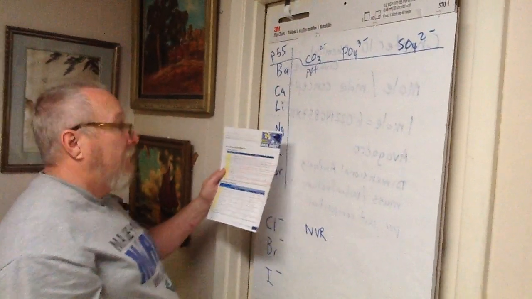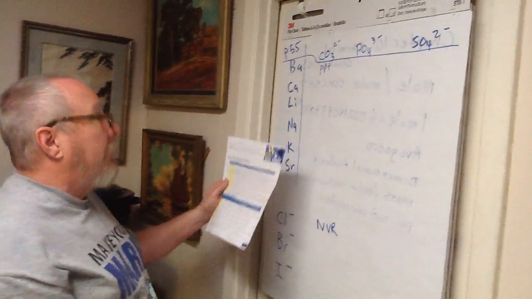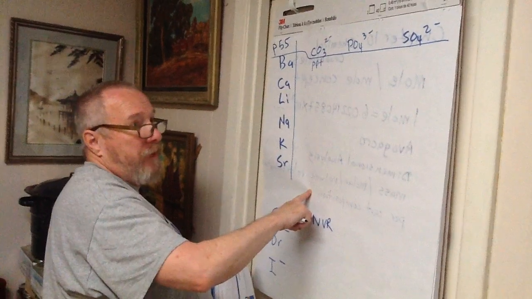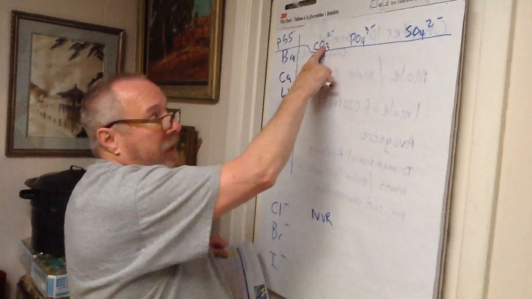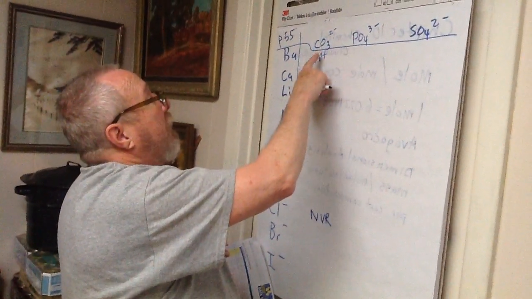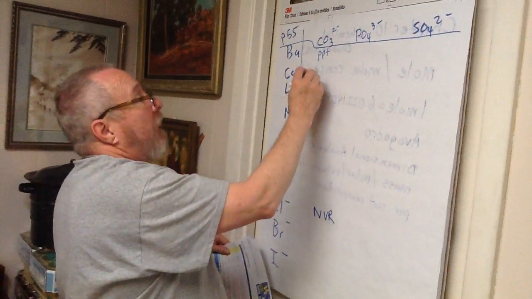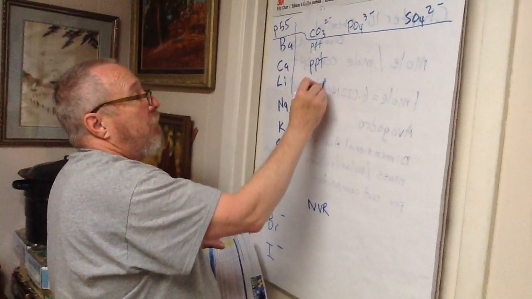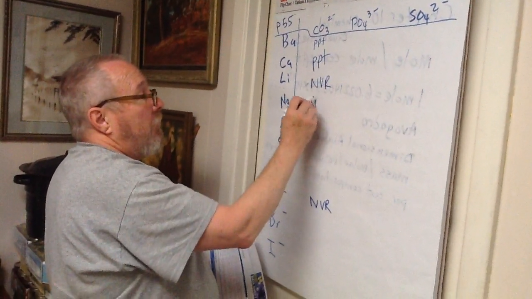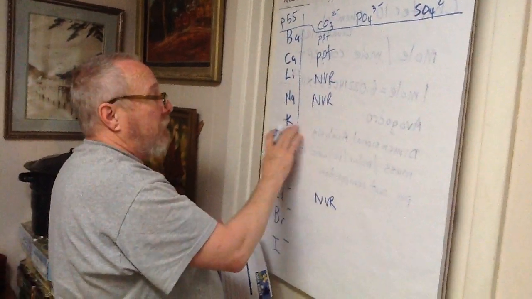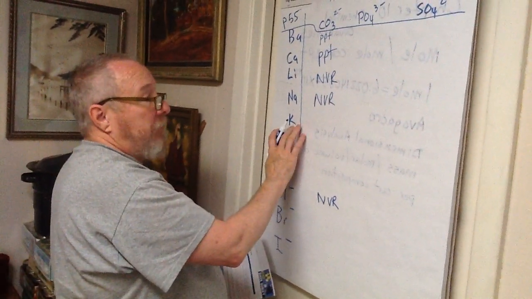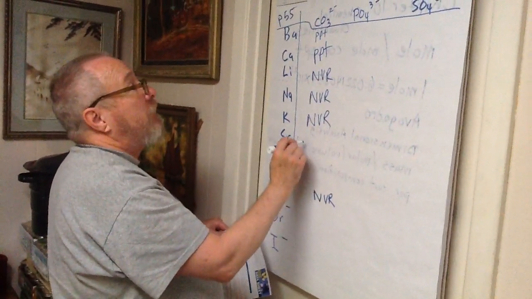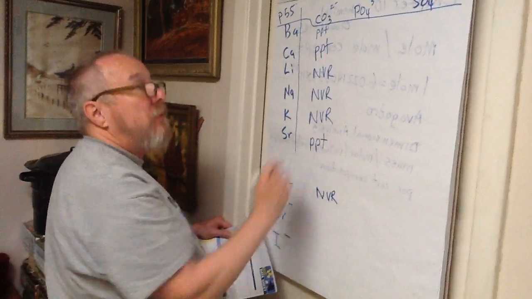And when we reacted the barium atom with the sodium carbonate, I didn't have ammonium carbonate, but the important thing is the carbonate anion, we got a precipitate. With calcium, we got a precipitate. With lithium, we got no visible reaction. With sodium, we got NVR, no visible reaction. And with potassium, elemental symbol K, we got no visible reaction. And with strontium, again, we got a precipitate.